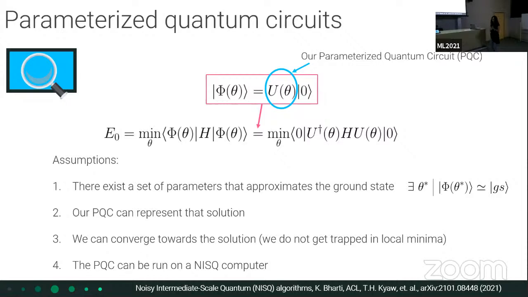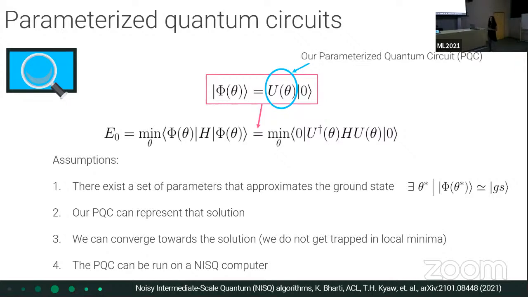And then this parameterized quantum circuit can represent this solution, which is basically the same assumption. And we hope that we converge and we are not trapped in local minima. Of course, we will get trapped in local minima as in any other optimization problem. And that's something that I will talk about later.